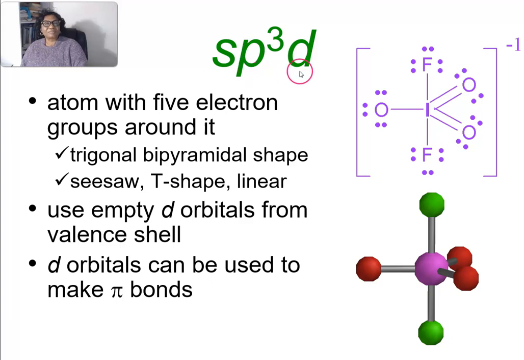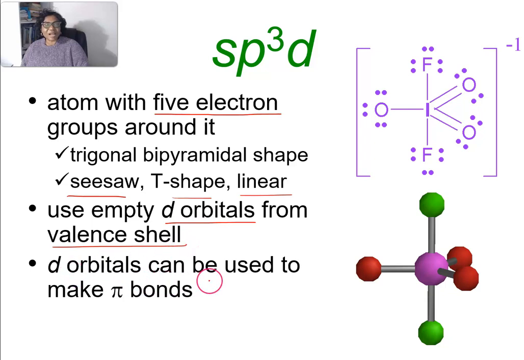sp3d. Atoms with 5 electron groups around it. We call it trigonal bipyramidal shape. They have trigonal bipyramidal shape, or scissor shape, or T-shape, or linear. Remember? Use empty d orbitals from the valence shell.